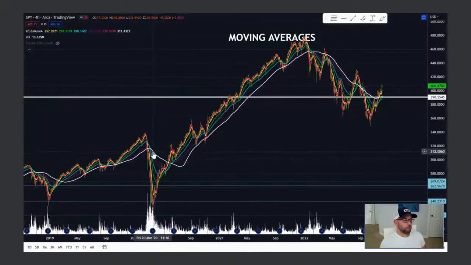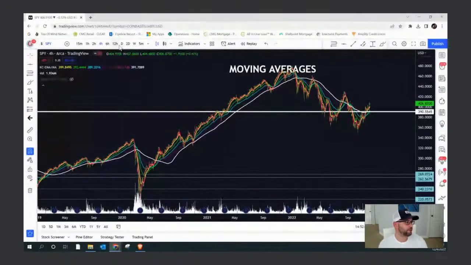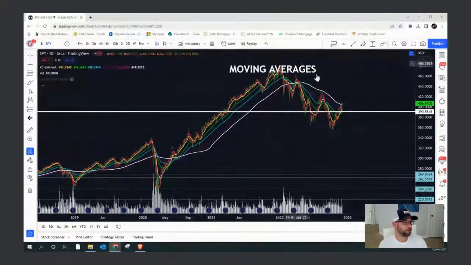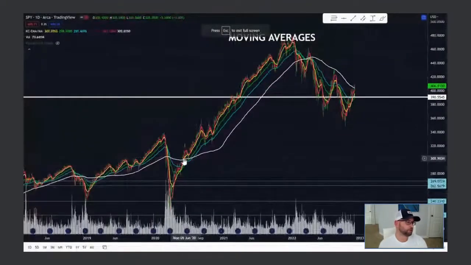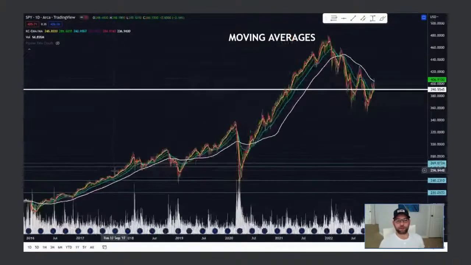You get back above this white 200. The 200 moving average is a very, very powerful moving average. One of the simplest ways to think about it, on the daily time frame, is if you are above the 200 simple moving average, this white line, then it's considered the market is bullish. If you're below this white 200, the market is bearish. And you can see how much this is respected throughout history.